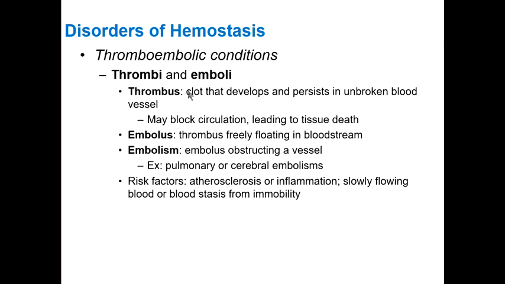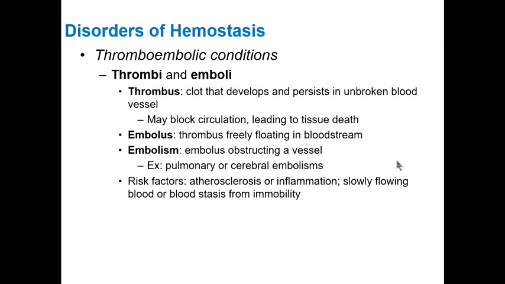Here are some of those terms that I just mentioned earlier. Thrombus is a clot that develops and persists in unbroken vessels. So a thrombus is an unwanted clot, and that's going to restrict the blood flow through that vessel. An embolus is if that thrombus breaks free and starts floating throughout the bloodstream. So you have this clot, this thrombus, it gets dislodged, it's traveling in your circulatory system, in your blood vessels, that's an embolus.